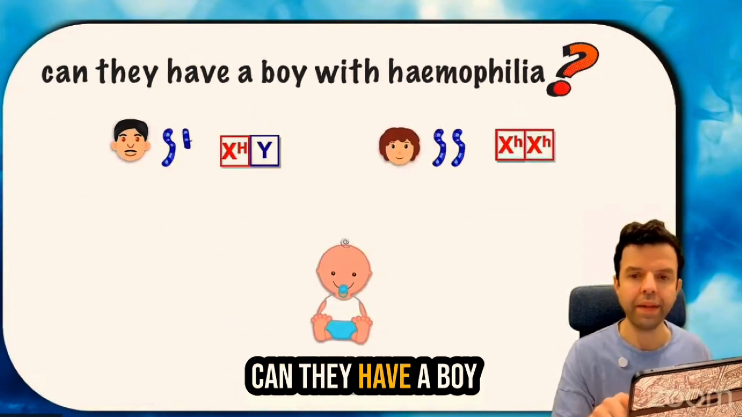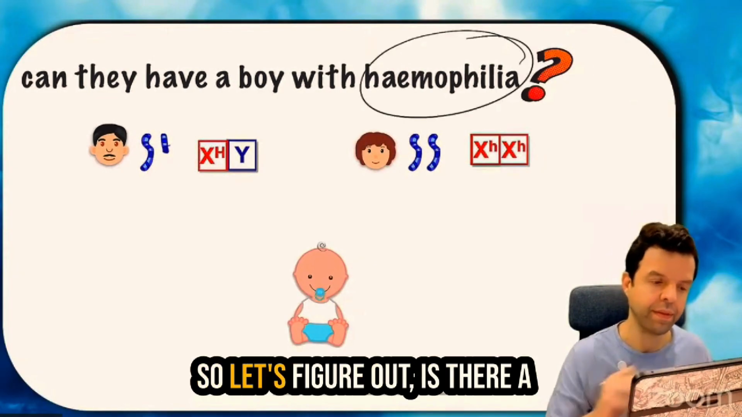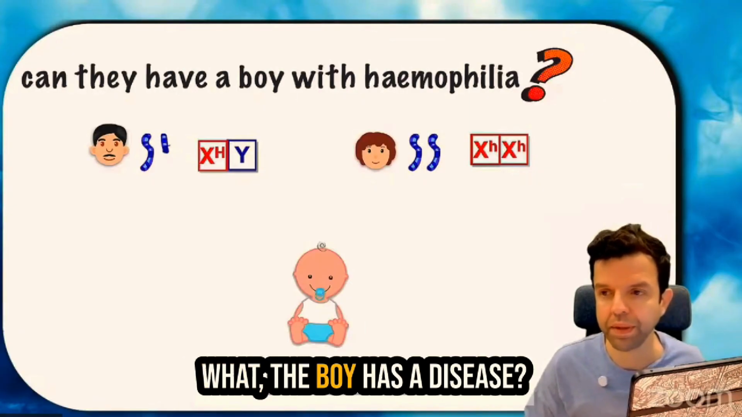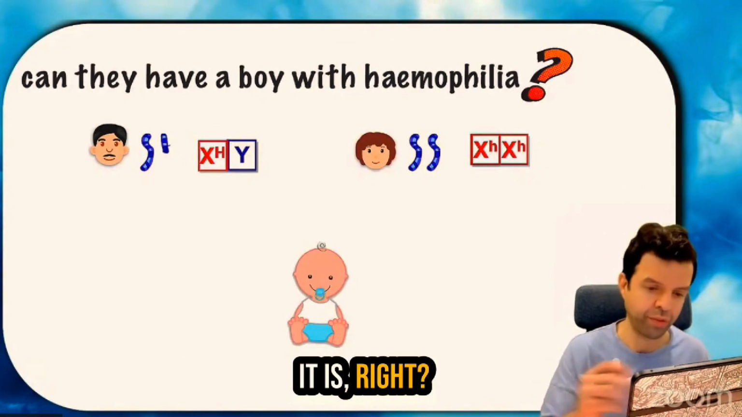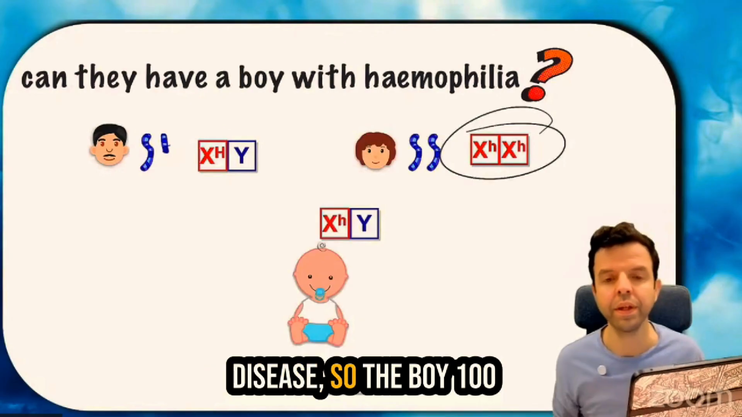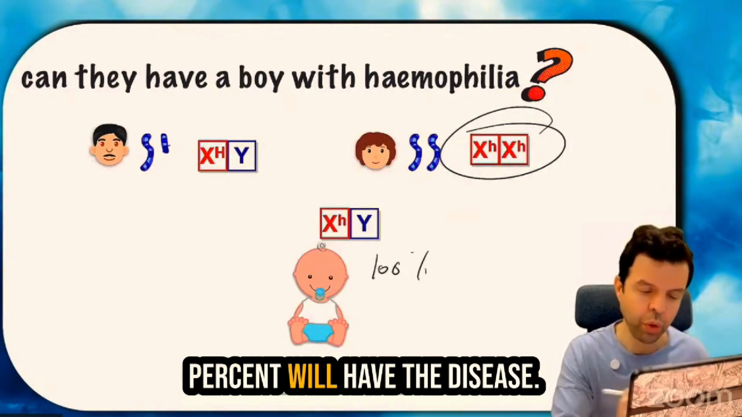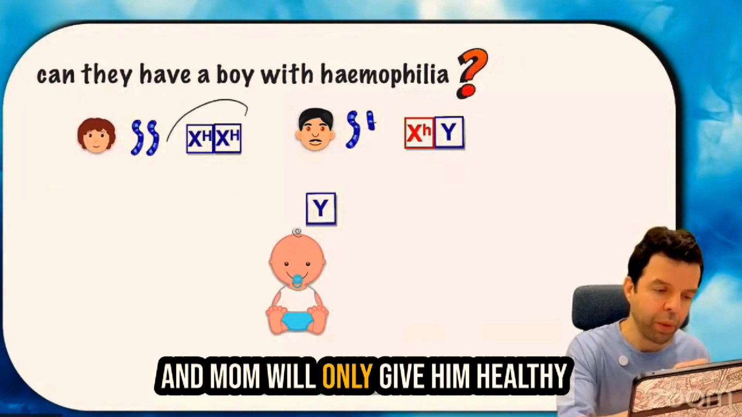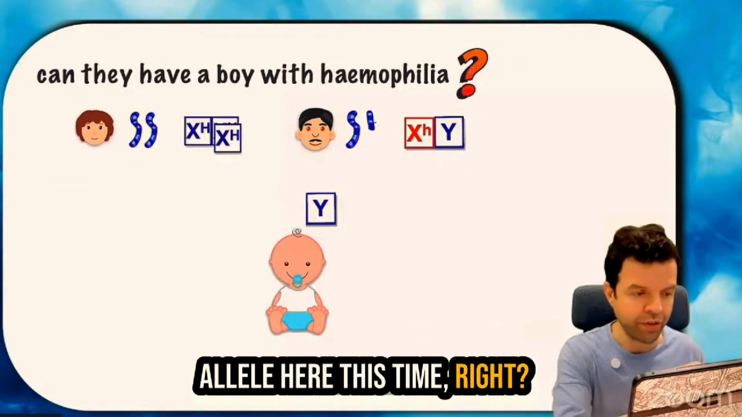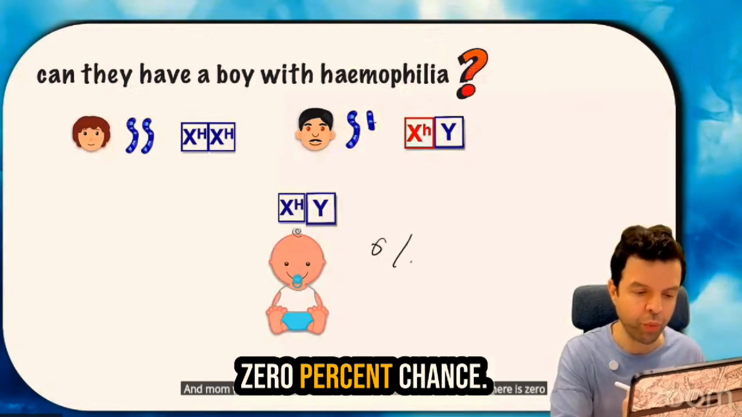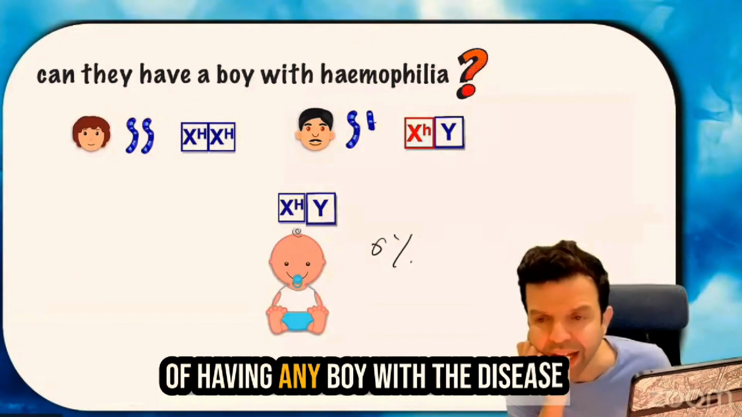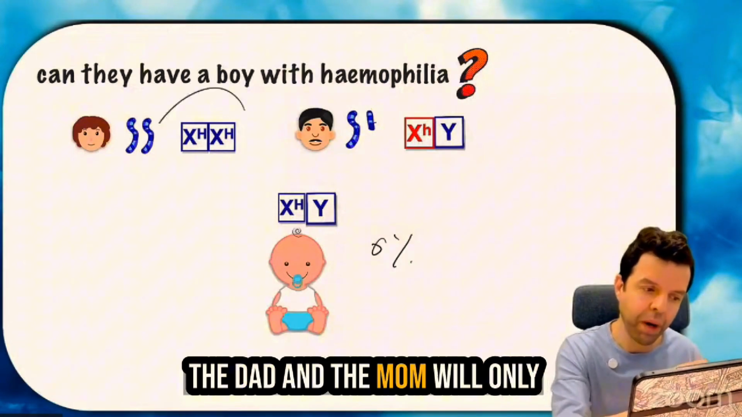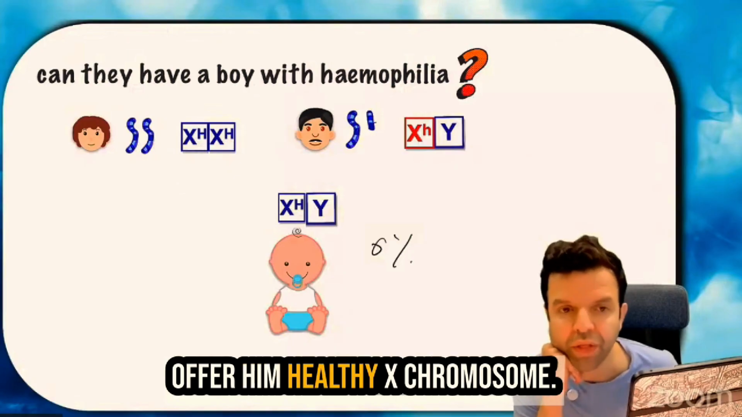What about this? Can they have a boy with the disease? So let's figure out, is there a chance for them to have a boy, but the boy has the disease? Lujain? Yes. It is, right? Because the mom has the disease. So the boy 100% will have the disease. The boy will inherit the Y chromosome, right? And mom will only give him a healthy allele this time, right? There is 0% chance of having any boy with the disease, because he will inherit the Y from the dad, and the mom will only offer him a healthy X chromosome.